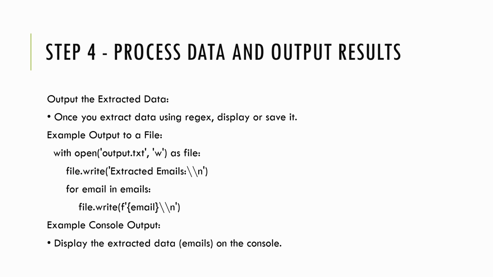Once we have extracted the relevant data using regex, we need to display or save the results. We can loop through the extracted emails and write them to the output file like this. With open('output.txt', 'w') as file, file.write(extracted_emails). Then loop through and write each email to the file. Alternatively, we can print the results directly to the console. Both methods will help us verify the data we have extracted.